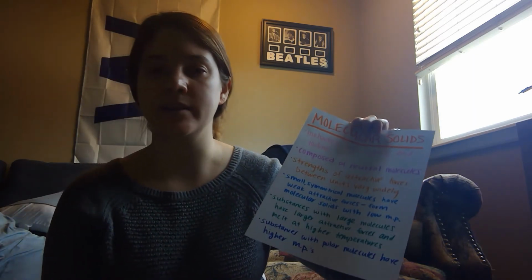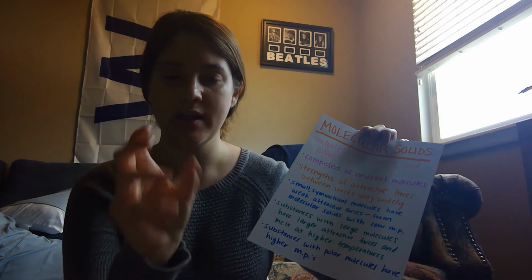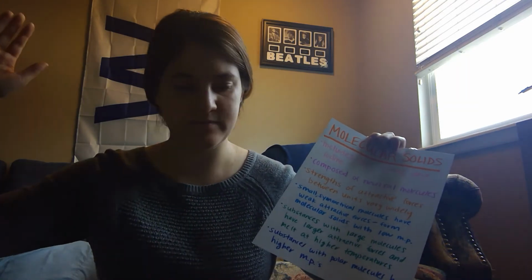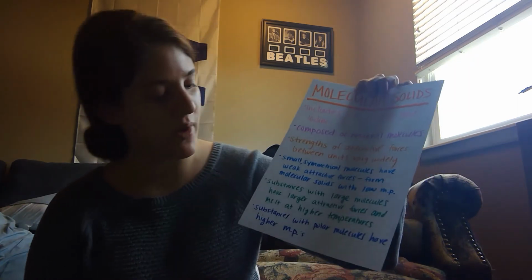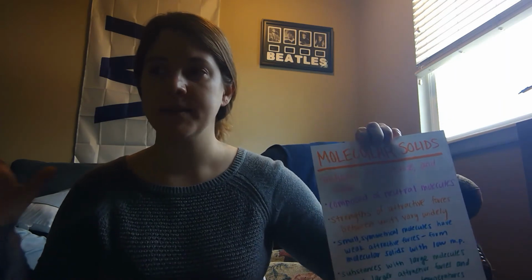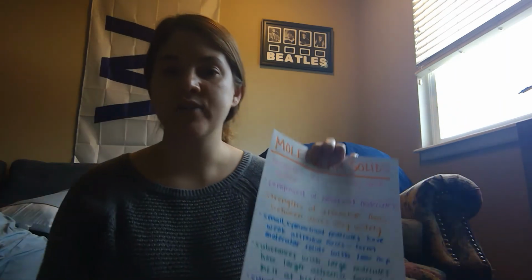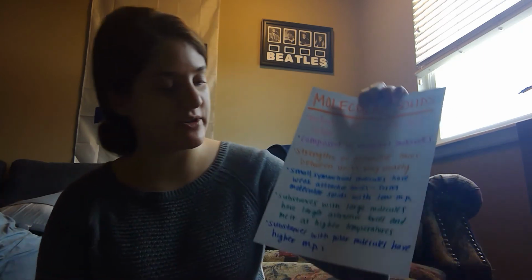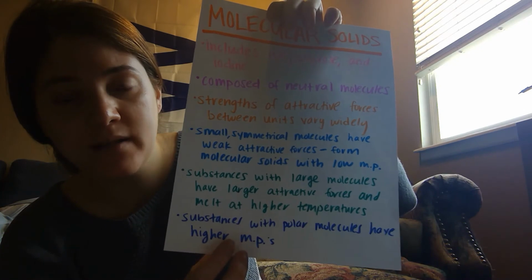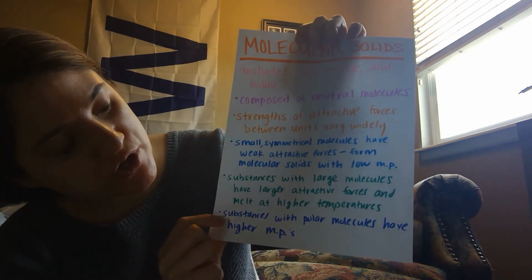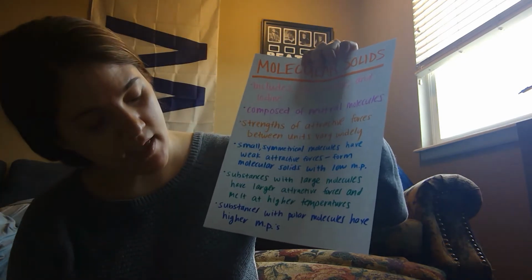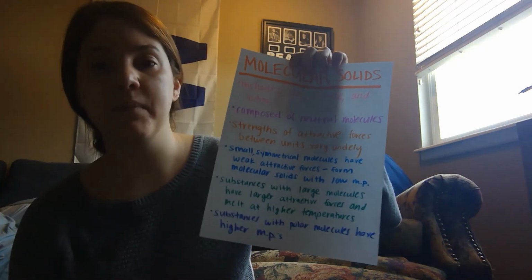This would be like oxygen. It's usually a gas because it's very small and nonpolar. In order to make a solid, you have to bring that temperature way, way, way down. Large molecules have more attractive forces because they're bigger, so there's a greater surface area. Since they have more attractive forces, they have relatively higher melting points. And lastly, structures with polar molecules, so molecules that have permanent dipoles, have solids of higher melting points.